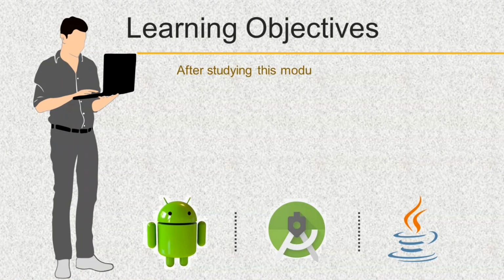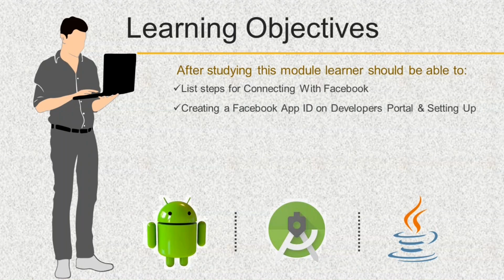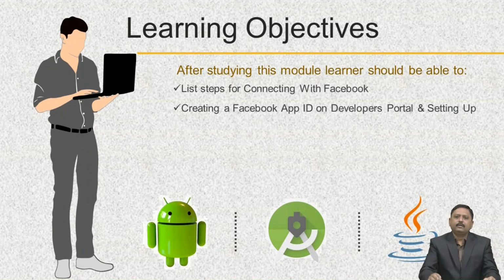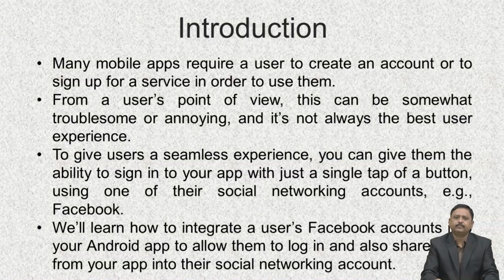The learning objective for this session is, after studying this module, the learner should be able to list various steps for connecting with a social media app like Facebook. The learner can create a Facebook app ID on the developer portal and set up the various things required to integrate social media with their app. And finally, the learner will be able to integrate Facebook with their app. So let us try to understand these steps one by one.